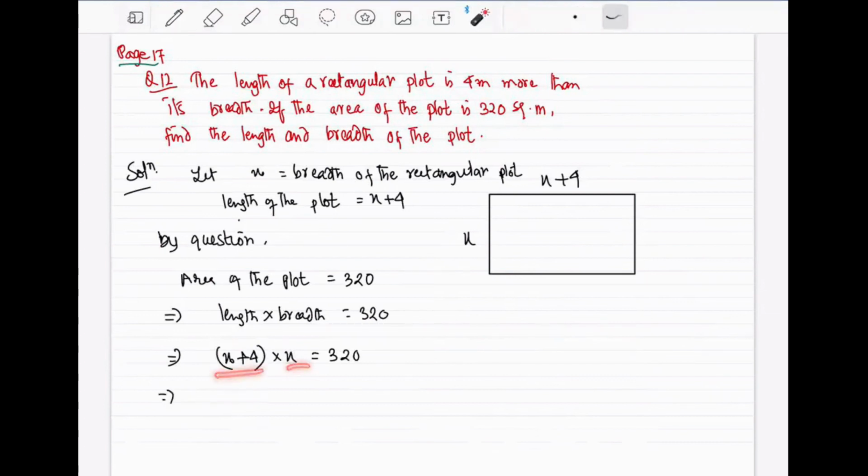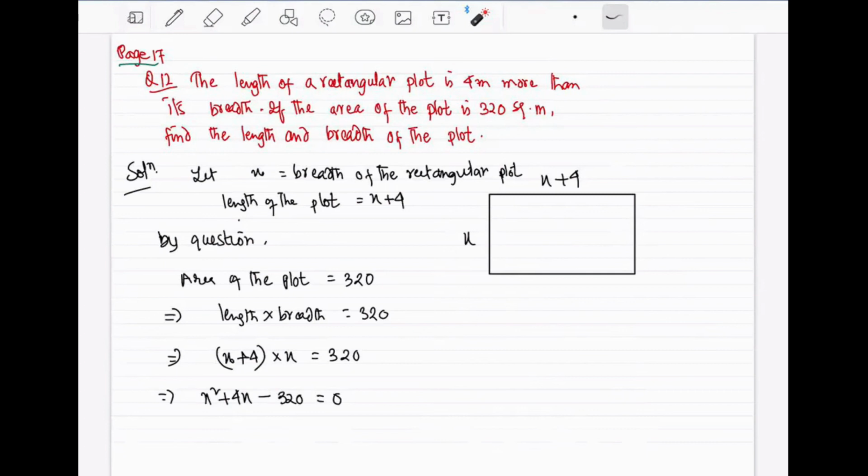Multiply these two. x and x is x square. x and 4 is 4x. x square plus 4x. Bring the 320, we're getting minus 320 here. Again, we can do middle term splitting. Look, multiplication, we are going to get 320. Subtraction, we are supposed to get 4. Split the 4 so that when multiplied, we get 320, and on subtraction, we get 4.